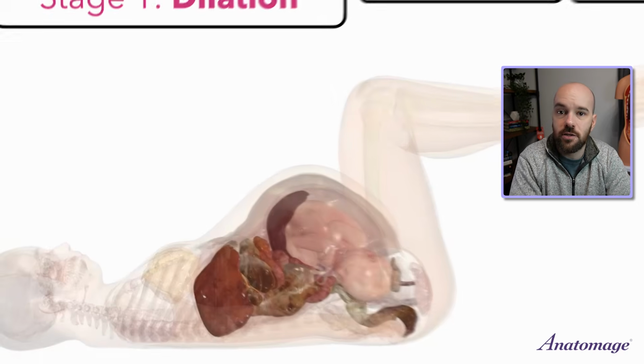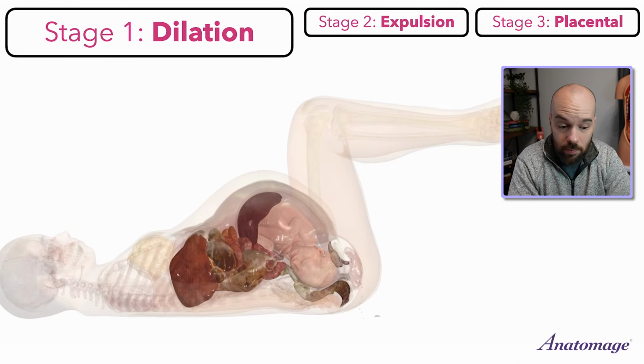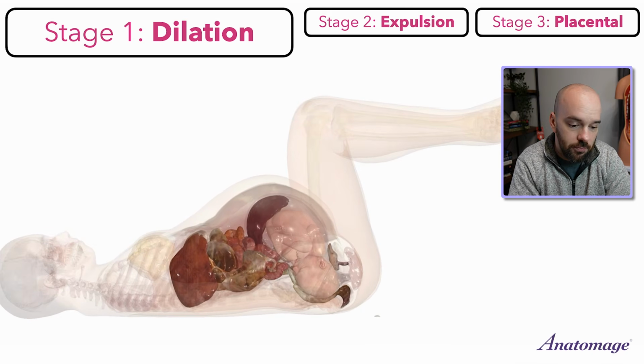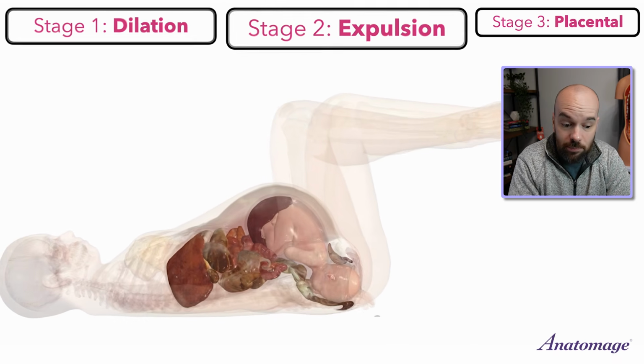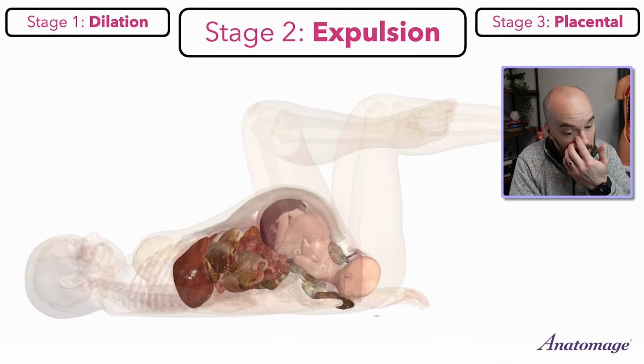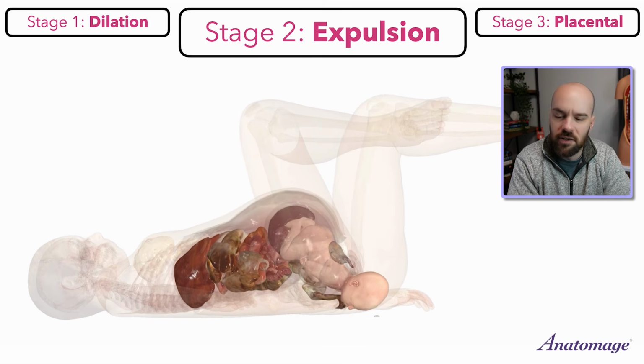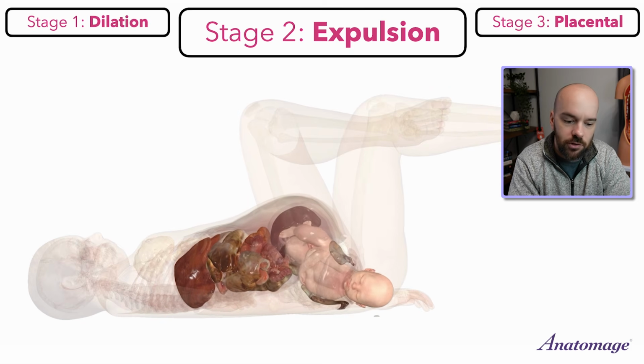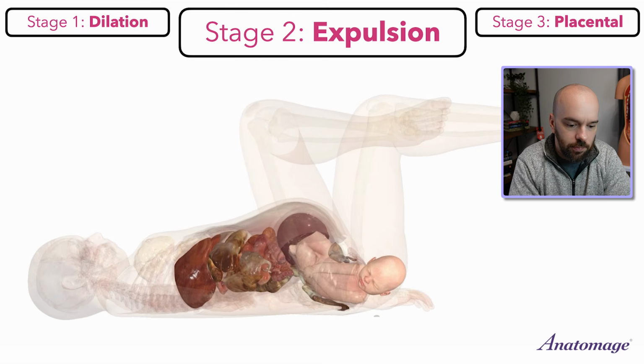During the dilation stage, the cervix is dilating or opening up, preparing for the baby to be able to pass through. At this point, we've moved into the expulsion stage, so the baby is actually being born. The head is delivered first. We'll see some movements take place, and then we'll have the shoulders coming through. So that's the expulsion stage.